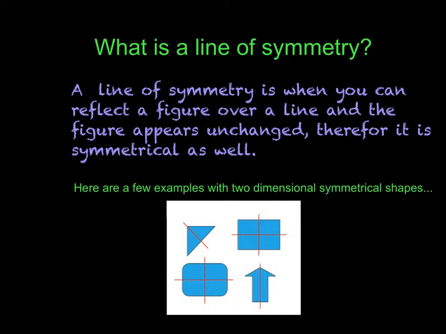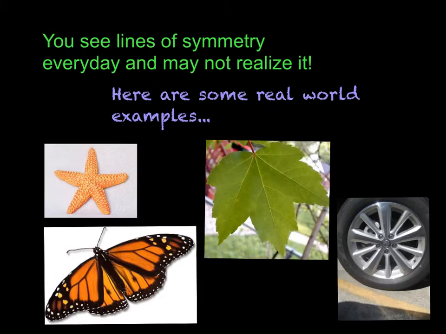The figure can be symmetrical horizontally, which is where the line goes left to right, and it can also be symmetrical vertically, which is up and down. Both ways, the figure, when flipped, is the exact same on both sides.